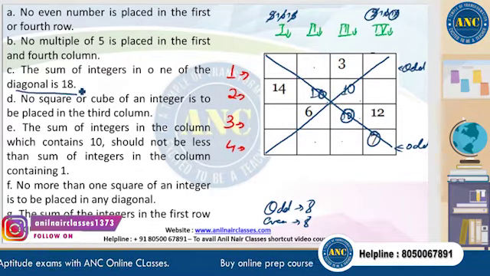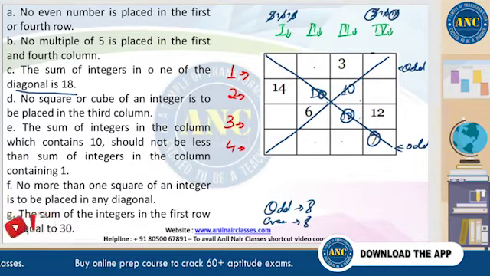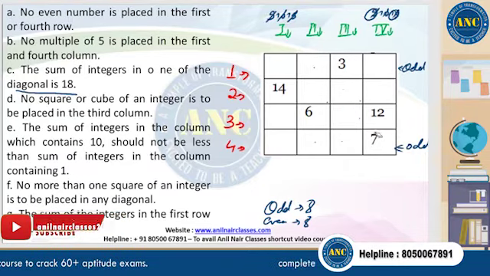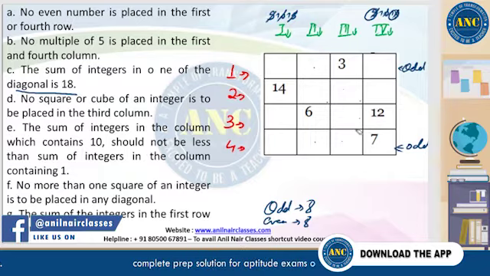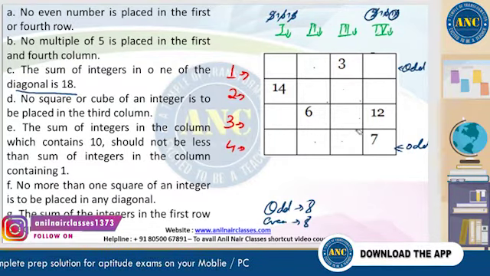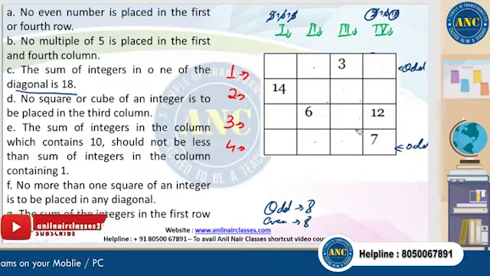Are we good with this data? It just cannot work that way. This is not happening. That's not data that can work for us. One of the diagonals is 18. Whichever diagonal is 18 does not contain the number 10. That's for sure. No square or cube of an integer is to be placed in the third column.